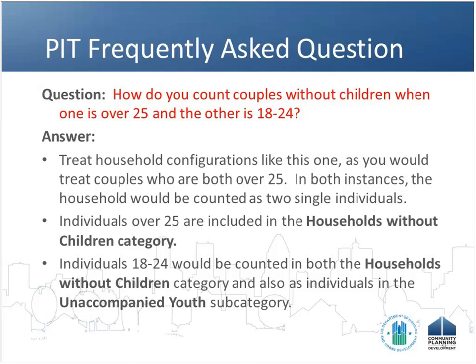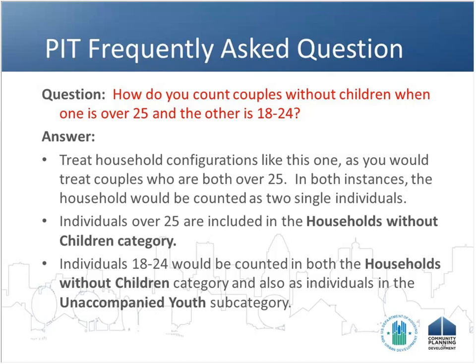If you have someone over age 25, that person will be counted in a household without children over the age of 25. If you had somebody who was 18 to 24, you would count that person in the household without children in the 18 to 24 category. The three household groupings, right? Households with at least one adult and one child, households with only children, and households without children, if you combine those, you get the full universe that you have in the CoC.